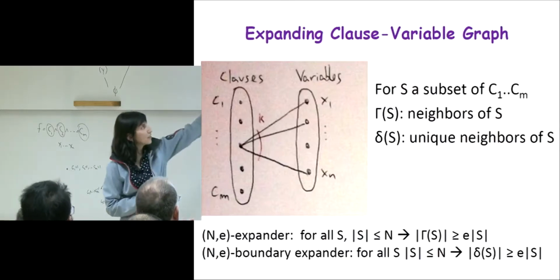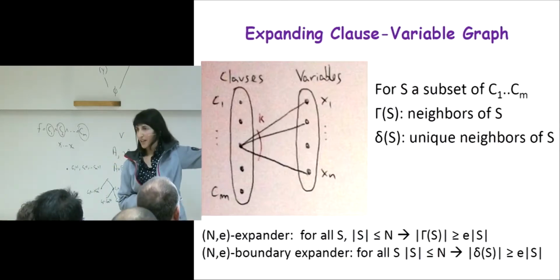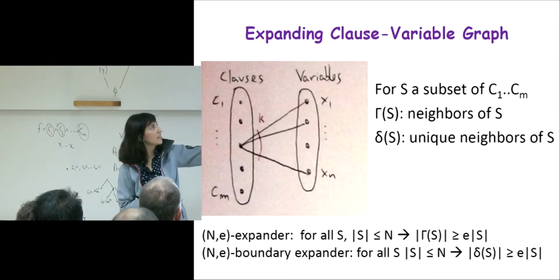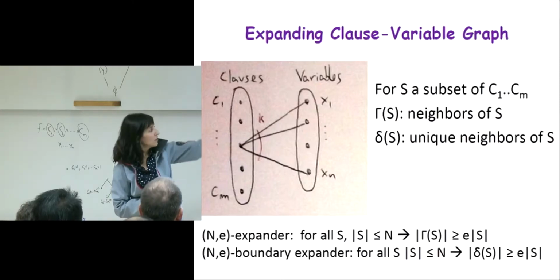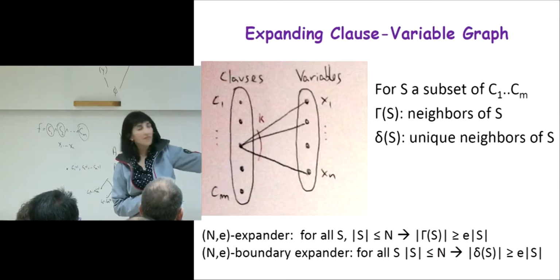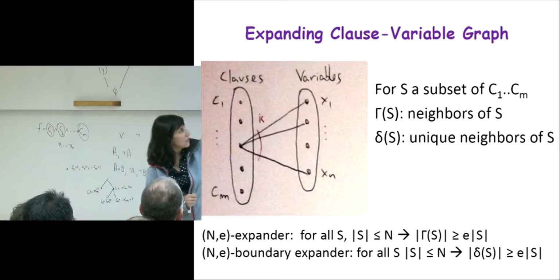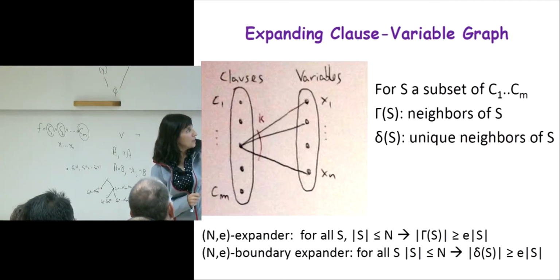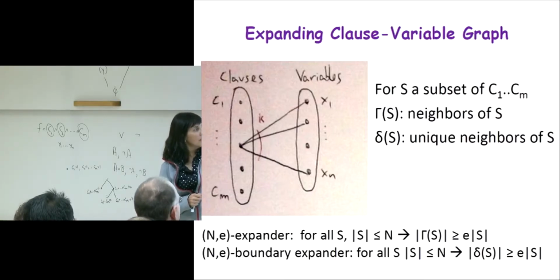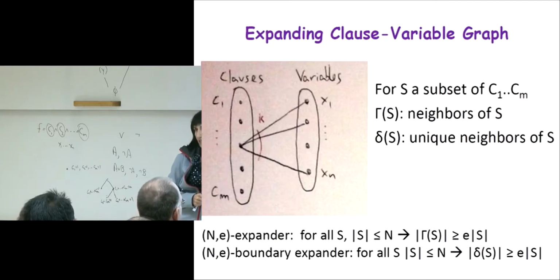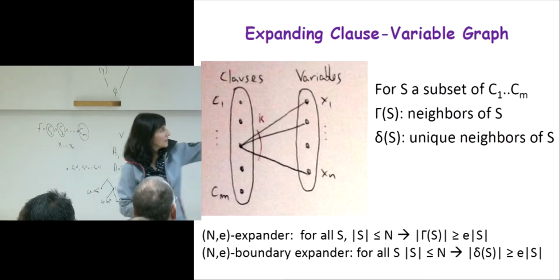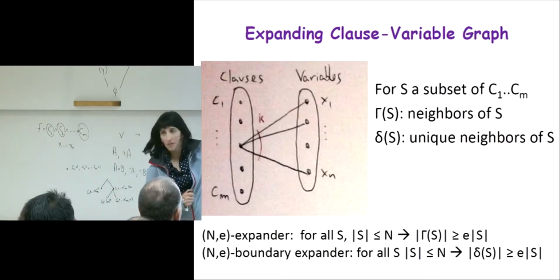So this is a picture of a bipartite graph associated with a k-CNF formula. You have a node for each clause on the left and a node for each variable on the right, and you just draw an edge for this clause if that variable occurs in the clause, either negated or not. And if it's a k-CNF, the out-degree here will be k.